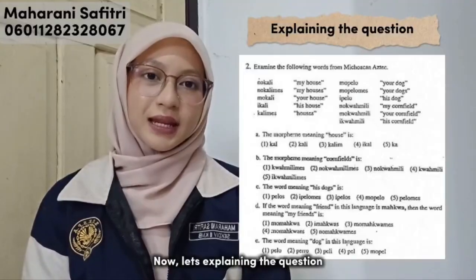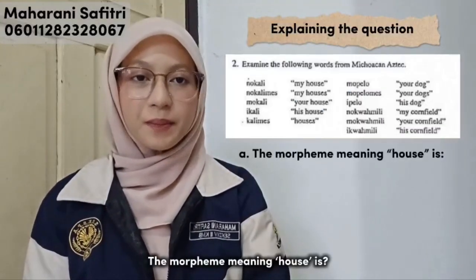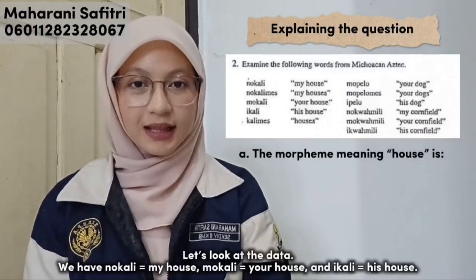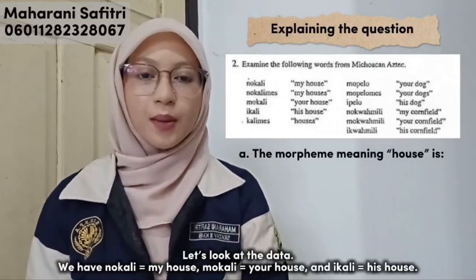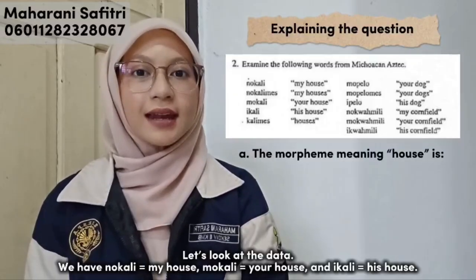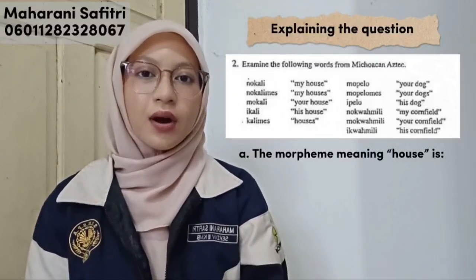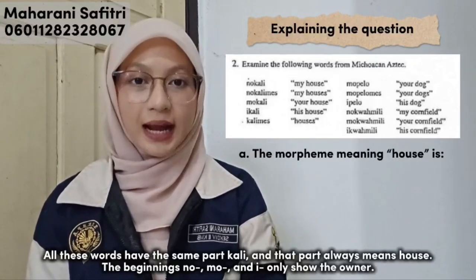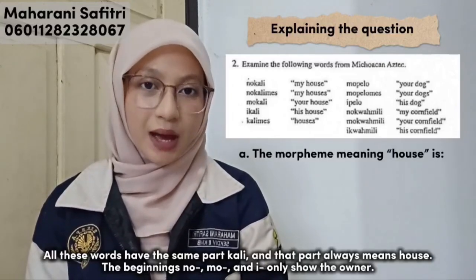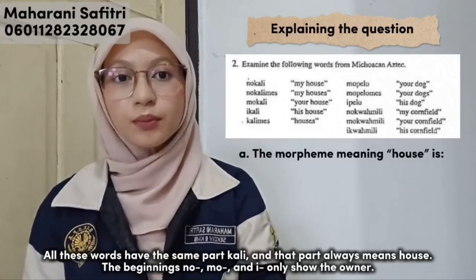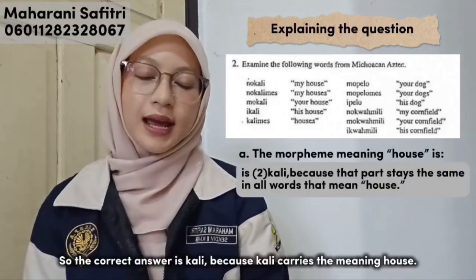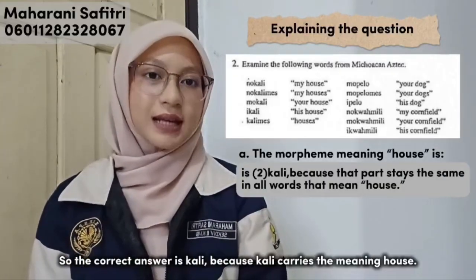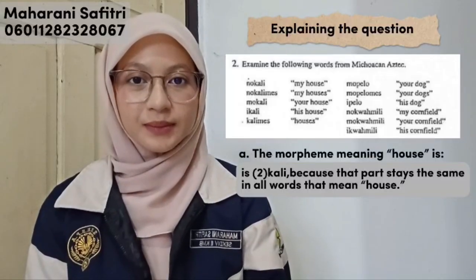Now, let's explain the questions. The morpheme meaning house is, let's look at the data. We have nokali means my house, mokali means your house, and ekali means his house. All these words have the same part, kali, and that part always means house. The beginning no, mo, and e only show the owner. So, the correct answer is kali, because kali carries the meaning house.